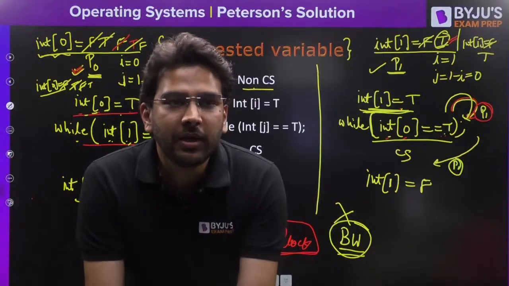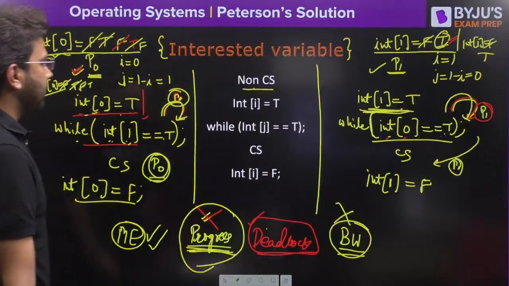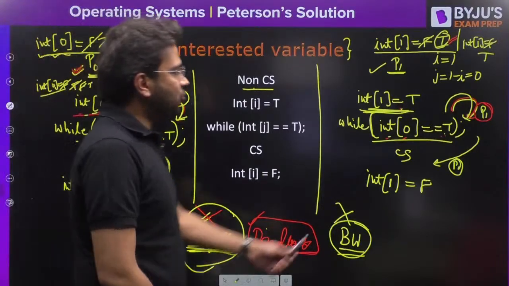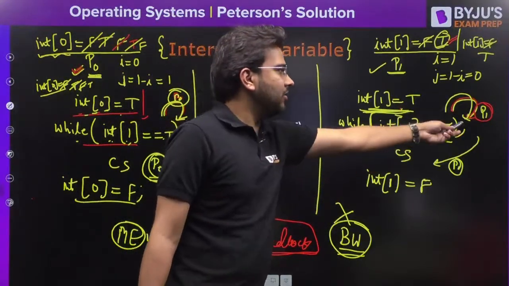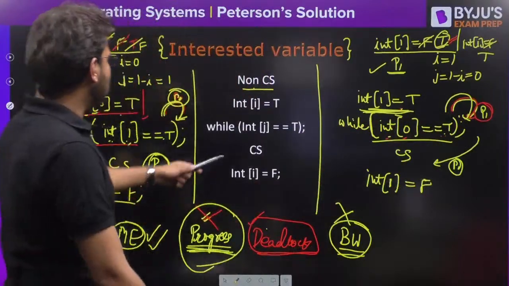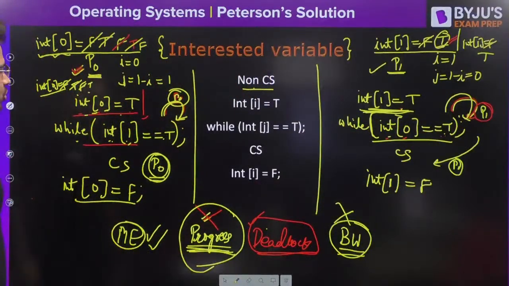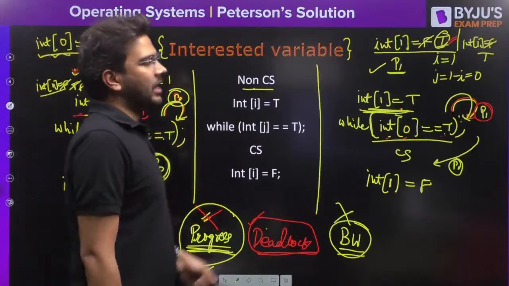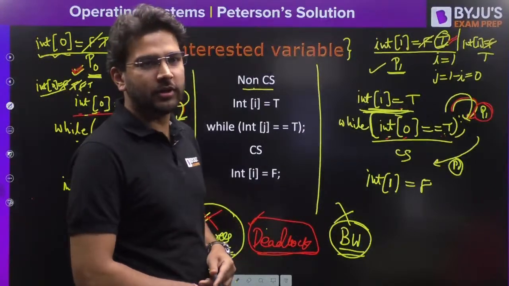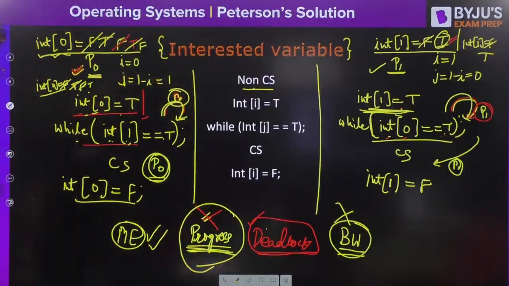Int 1 is true, so P1 is blocked. Yes, int 1 is true. So here this will also do busy waiting because int 0 is true. So both the processes will do busy waiting here. That means none of the processes is able to execute further. Yes.